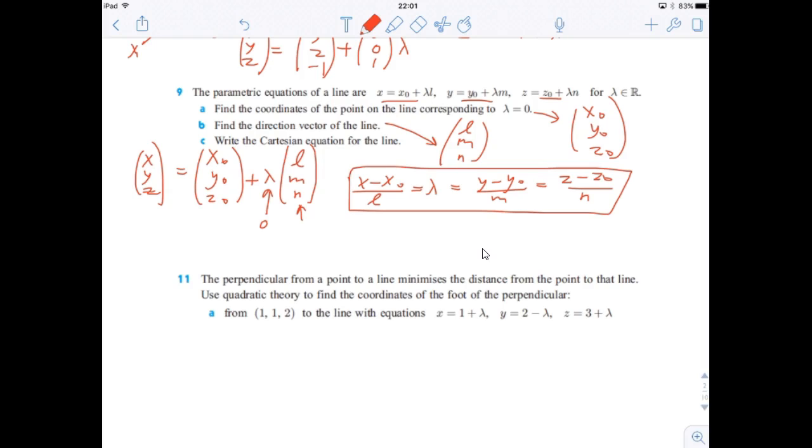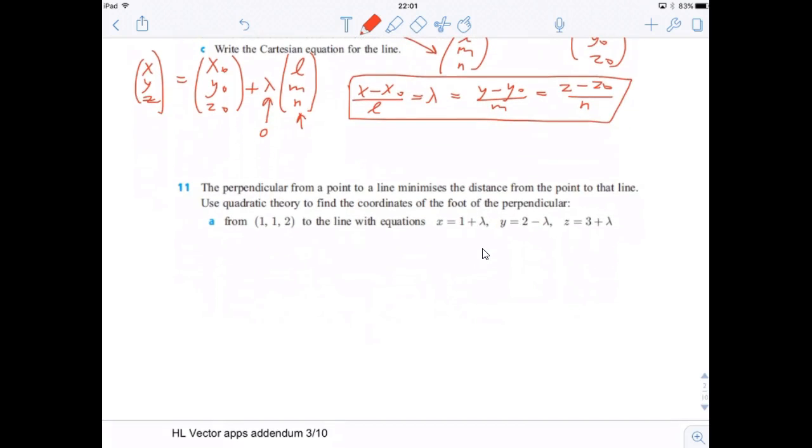All right, number 11. The perpendicular from a point to a line minimizes the distance from the point to that line. Use quadratic theory to find the coordinates of the foot of the perpendicular. Remember that the foot of the perpendicular is the point where, let's say this is the point and this is your line. If you want to find the shortest distance between the point and the line, you draw an imaginary line between the point and the line, and the place where this imaginary line intersects the line L is the foot.